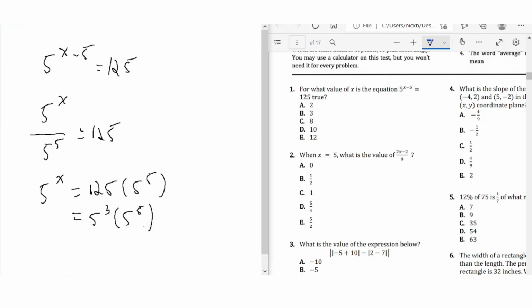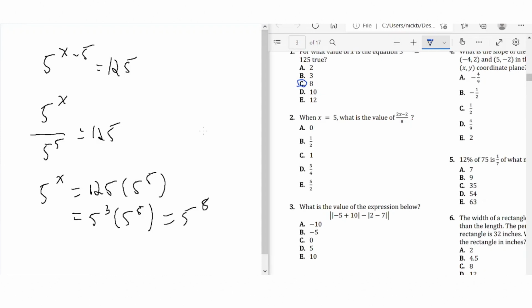Now we can apply one more property of exponents, where we can add these exponents together to get our answer. Because remember, when you're multiplying two numbers with the same base and different exponents, you can add the exponents together. Therefore, x equals 8. So for 1, C is our answer.